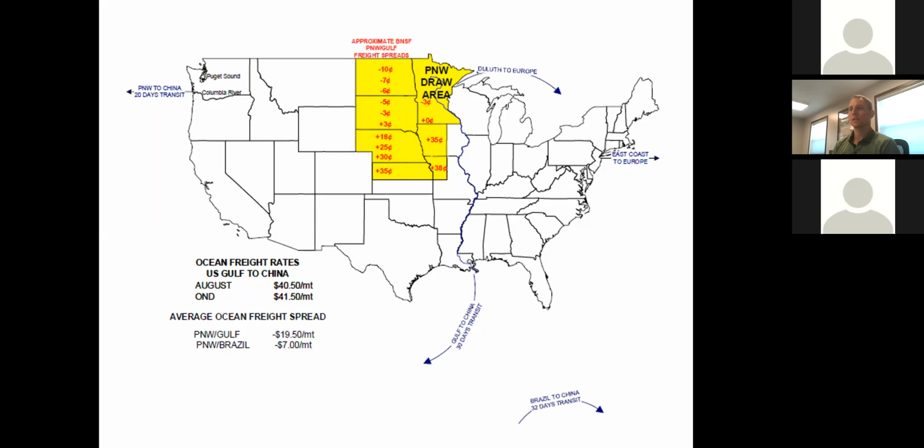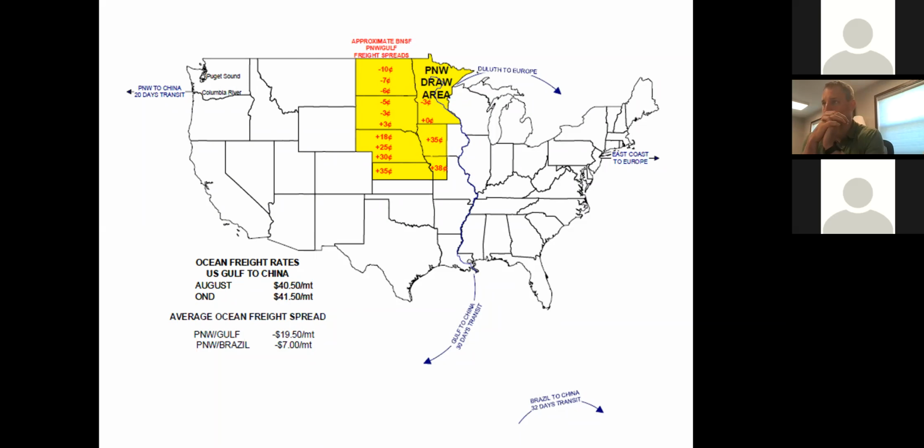But you can start seeing the freight spreads. So if you look at the numbers in red, you can see that there's negatives in North Dakota and there's positives when you get down to southern South Dakota and into Kansas. That's a freight spread to the PNW. So basically, the 10 cent is the Highway 2 corridor and north, where it's cheaper to go to the PNW than it is to the Gulf.